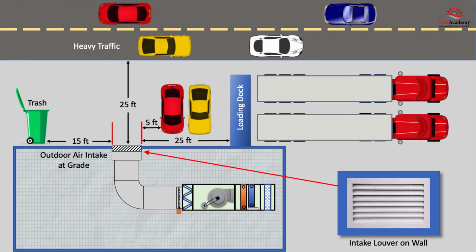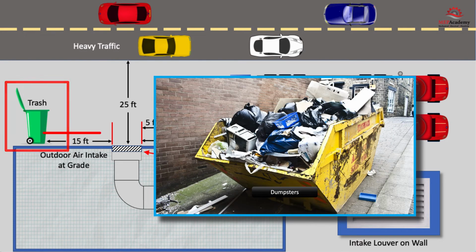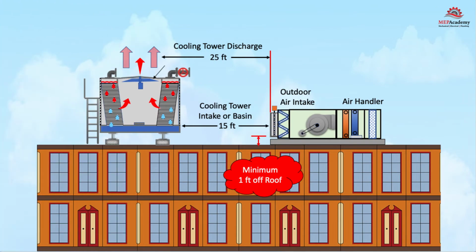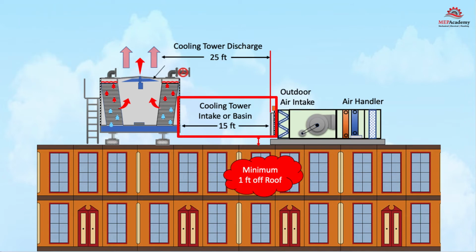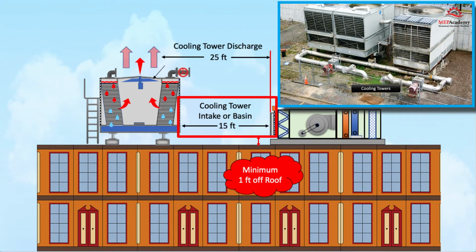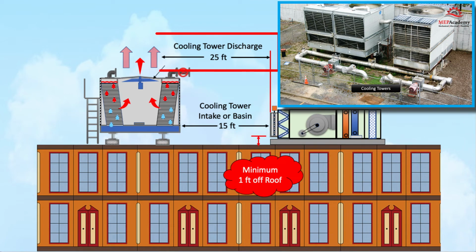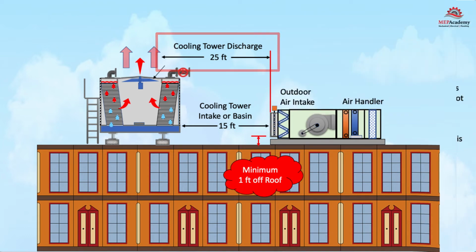Any locations where trash is stored or picked up, including dumpsters, will need to be at least 15 feet, 5 meters away from any outdoor intake. If you have an outdoor air intake near a cooling tower, then the requirements are that the tower basin or intake to the tower needs to be a minimum of 15 feet, 5 meters away from the outdoor air intake. The discharge of the cooling tower needs to be at least 25 feet, 7.5 meters away.